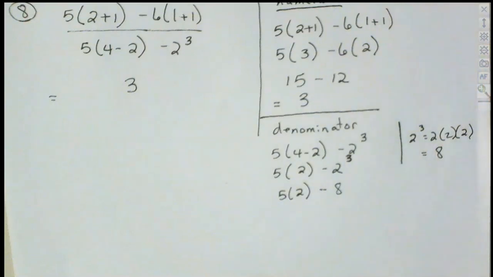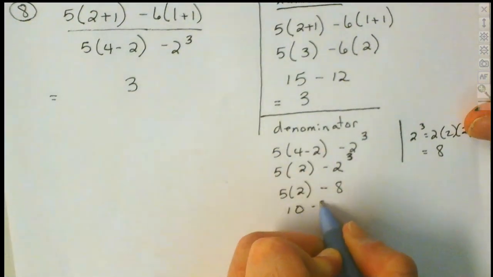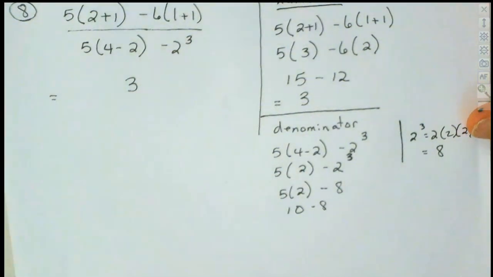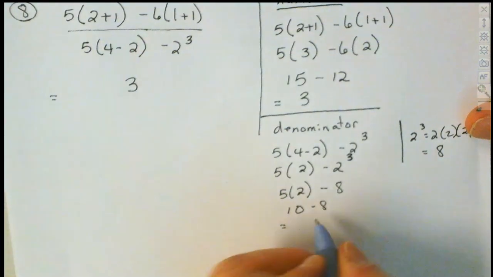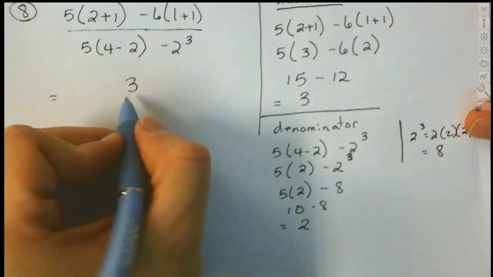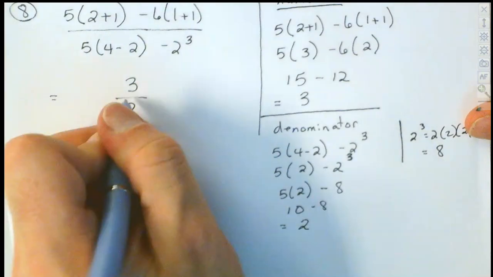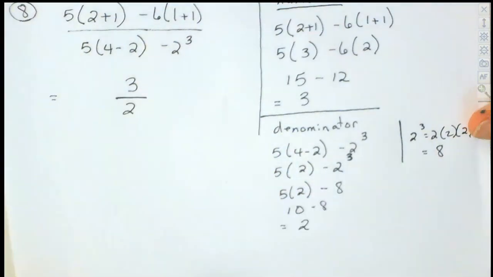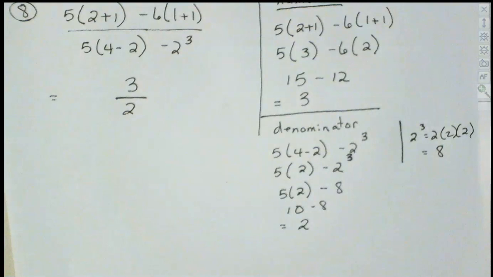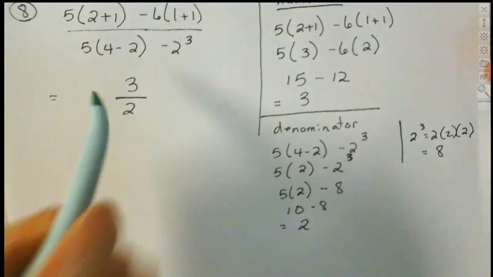Now, what do we have next here? Okay, so what's our next step going to be? Well, our next step is we're going to multiply. So 5 times 2 is 10. And then 10 minus 8 is 2. So what's your final finished answer here? Your final finished answer is going to be 3 over 2. Leave it as a fraction. You don't have to write it as a decimal.